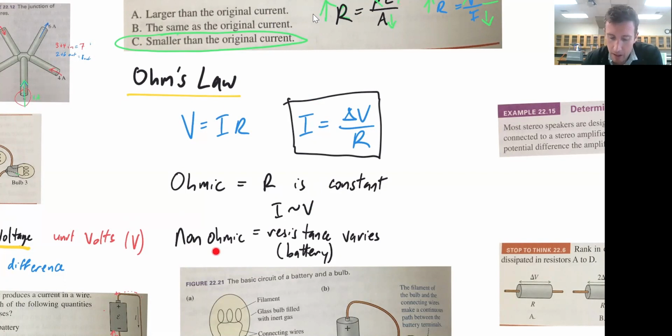Non-ohmic is when resistance can vary. So this would be something that modifies its resistance depending on outside factors, like a battery. The battery's resistance can vary depending on how many other batteries are attached to it, or something like that. So it is a non-ohmic material.